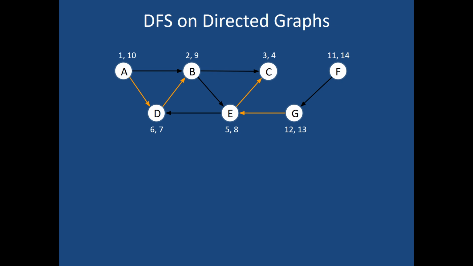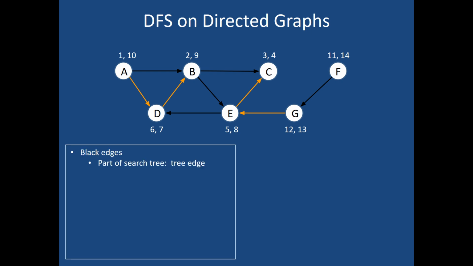So when you do a depth-first search on a directed graph, you end up with the black edges, which are called tree edges, because they form the tree you actually follow, and then the orange edges are not the tree edges. So the black edges are part of the search tree. Those are the tree edges.